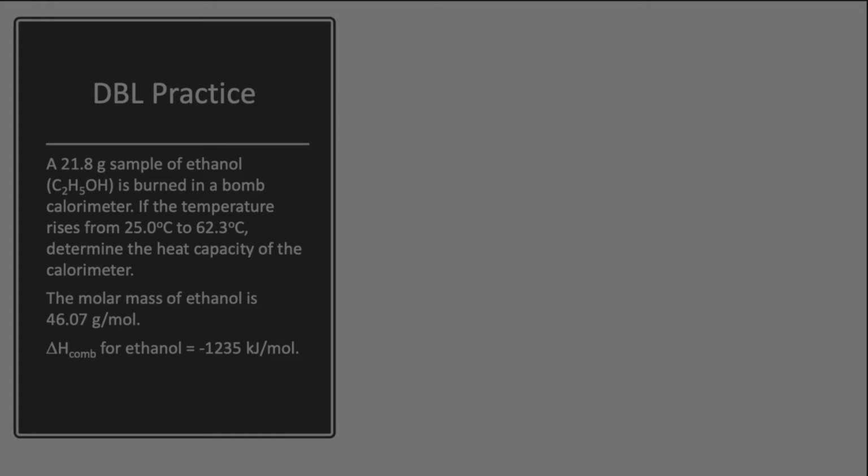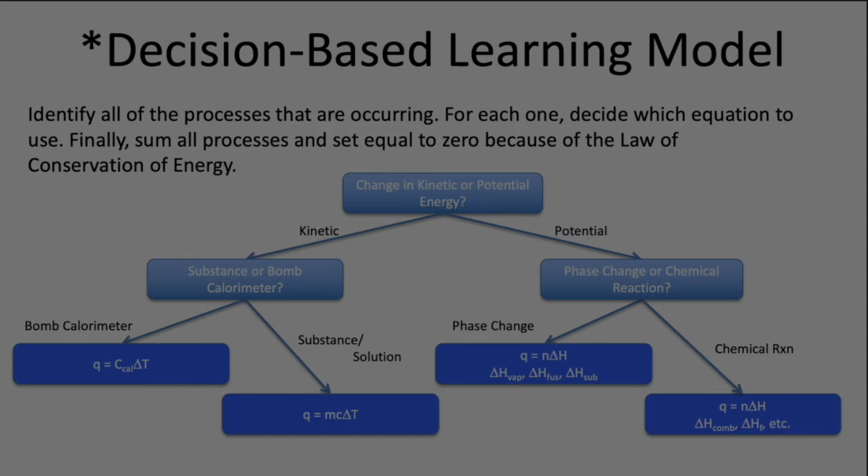So if I come back to my decision-based learning model, if I start with my ethanol burning, is it going to be a change in kinetic or potential energy? Because it's a chemical reaction and the bonds are being rearranged, that's a change in potential energy. So I'm going to come over to this side. Now, is it a phase change or chemical reaction? It's a chemical reaction. So I'm going to use Q equals n delta H. I just have to remember my n is divided by the stoichiometric coefficient. Now, they gave us the delta H of combustion, which is always for 1 mole, so I don't really have to worry about that, but just a reminder. So that's our ethanol. It's a Q equals n delta H.